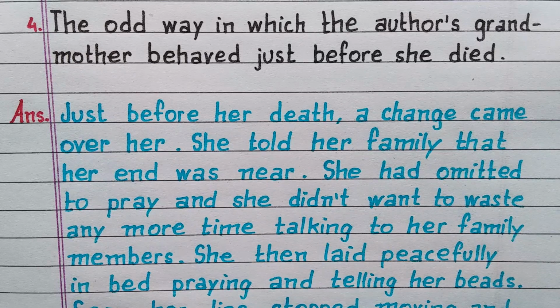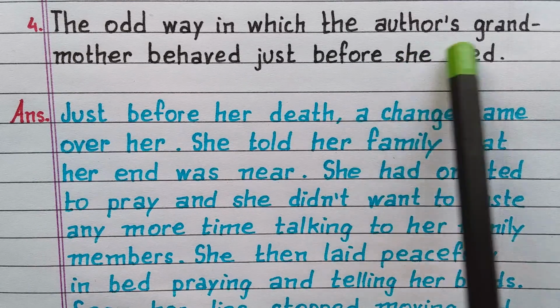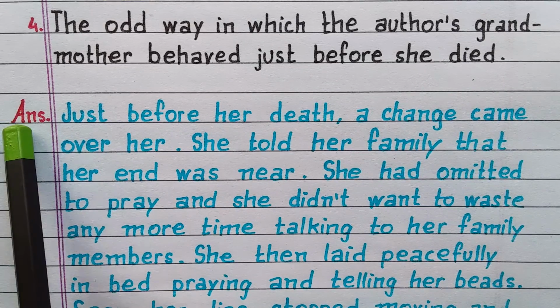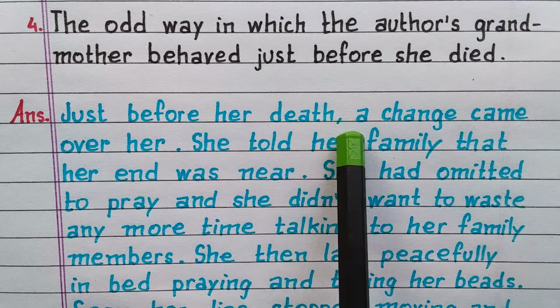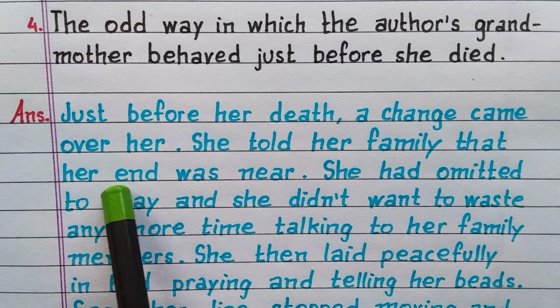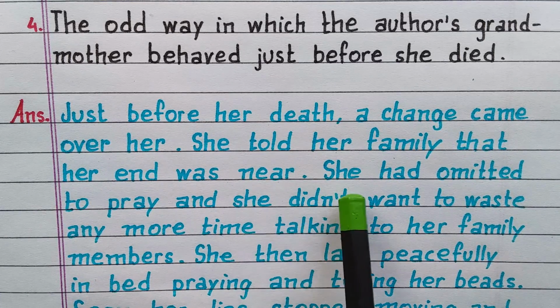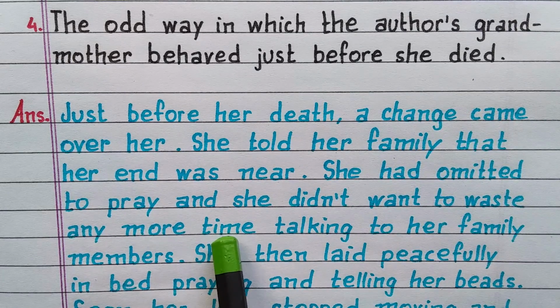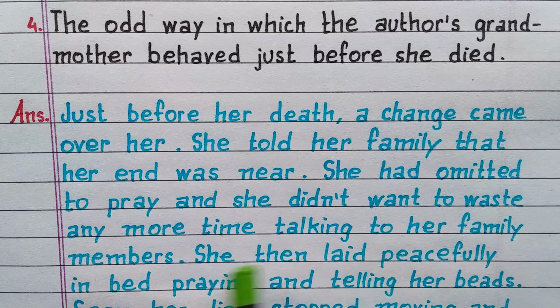Question number 4. The odd way in which the author's grandmother behaved just before she died. Answer. Just before her death, a sense came over her. She told her family that her end was near. She had omitted to pray and she didn't want to waste any more time talking to her family members.